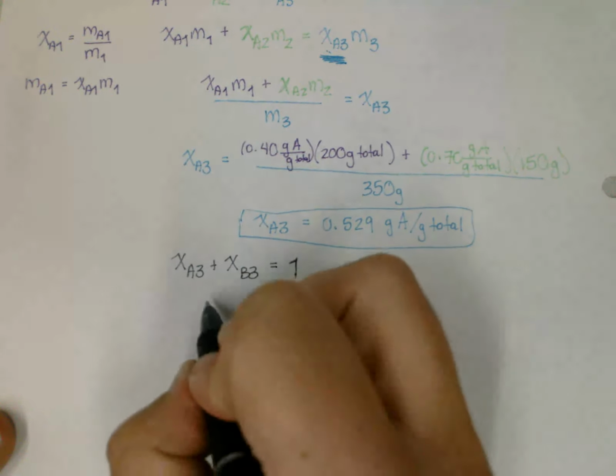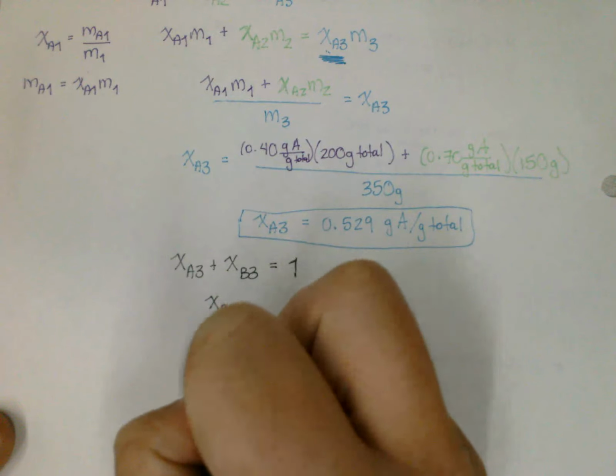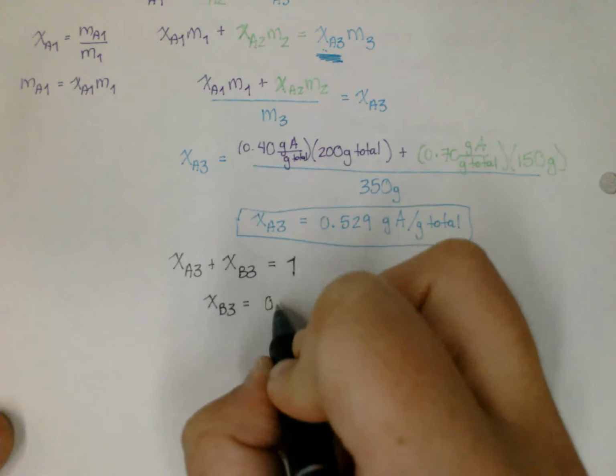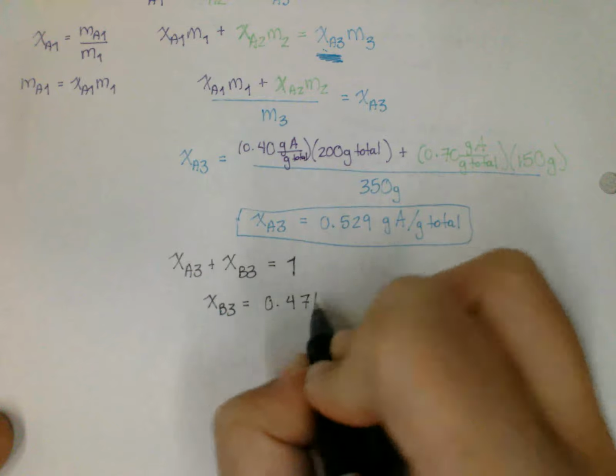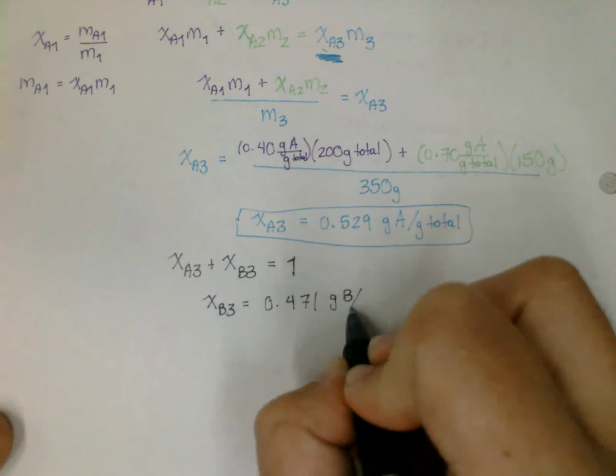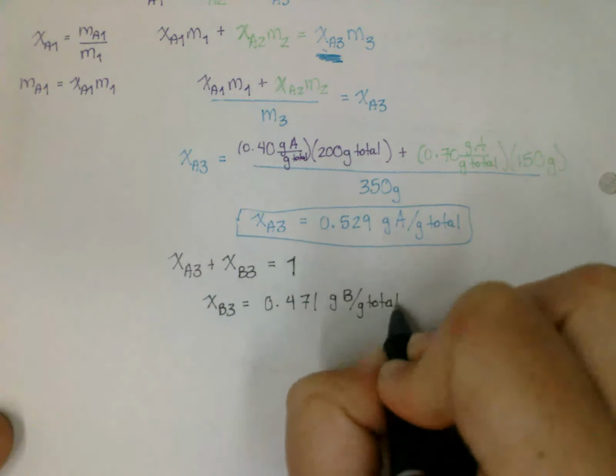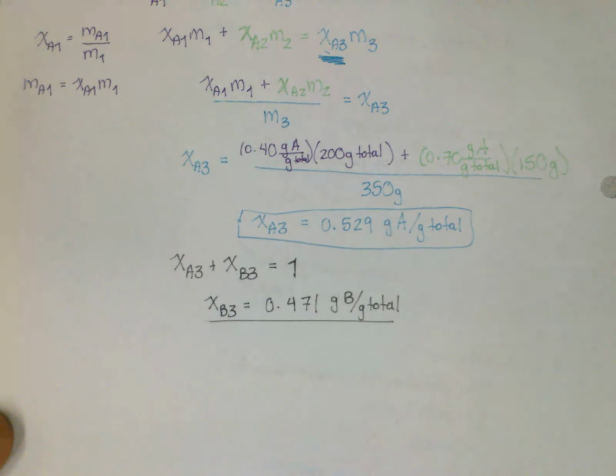If we use this, XB3 will be equal to 0.471 grams of B, which is water, per gram total. That is the easy way to finish this problem.